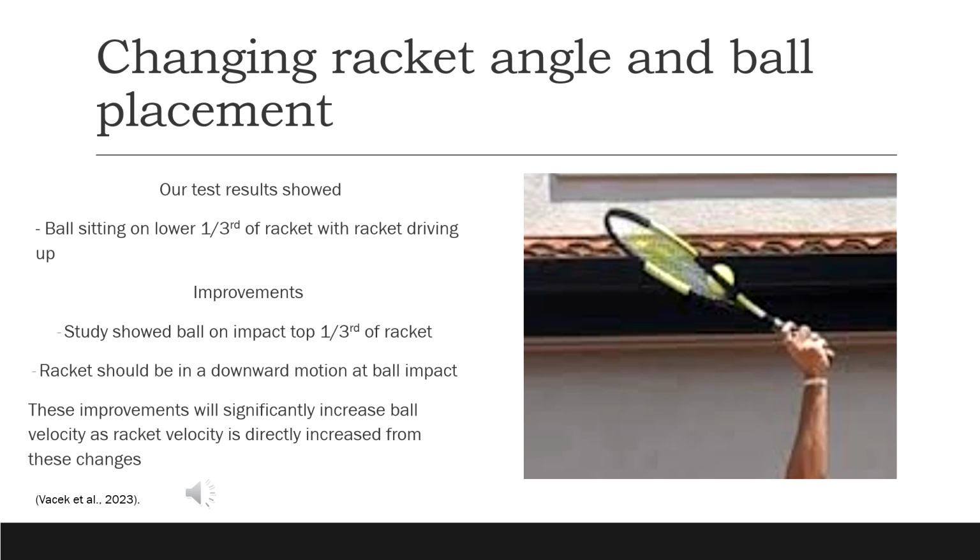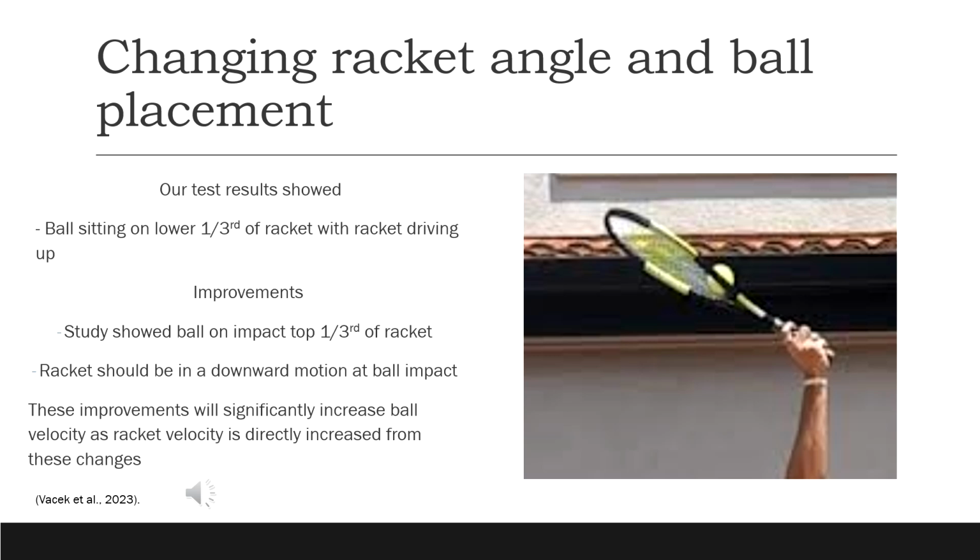Changing racket angle and ball placement. It was qualitatively noticed that during the ball impact stage the tennis racket was driving up and the ball was sitting on the lower third of the racket, while a study found that the racket should be in a downward motion, with the ball impact on the top third of the racket.